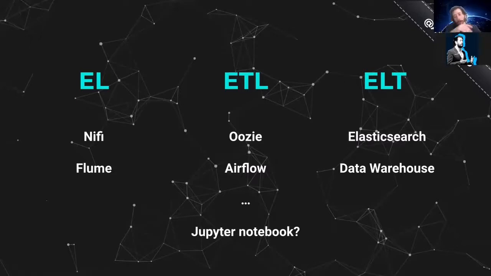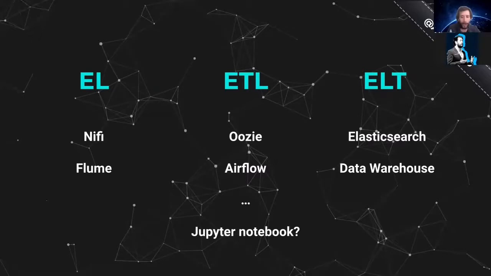Now, extract load transform would be more from the data warehousing perspective, right? You load your data to something like Elasticsearch or some data warehouse, and once the data is loaded, that's when you actually transform it, right? And then there's others like ETL, which is the more common extract, transform, load, which encompasses all of the different areas, and these are tools like Oozie or Airflow, if you have heard of that.